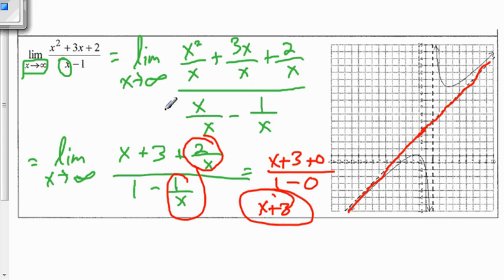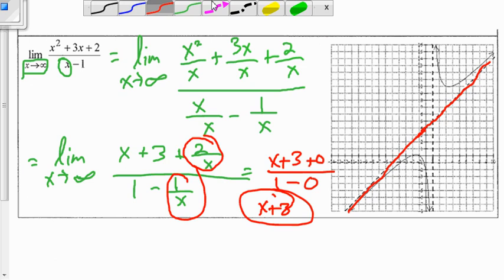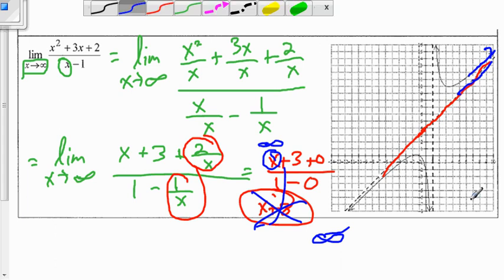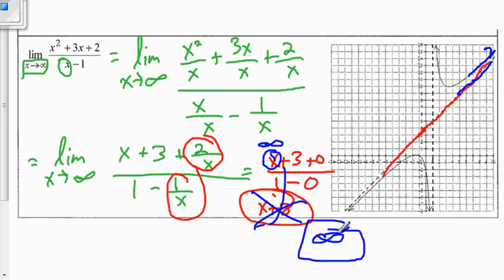Oh, I jumped the gun there. Sorry, I was putting in 1 there. So as x approaches infinity, the value of this function is going to be infinity. Infinity plus 3 is infinity. So as I get closer and closer to positive infinity, the value of the function keeps approaching positive infinity, and it's because of the slant asymptote. Got excited doing the slant asymptote.